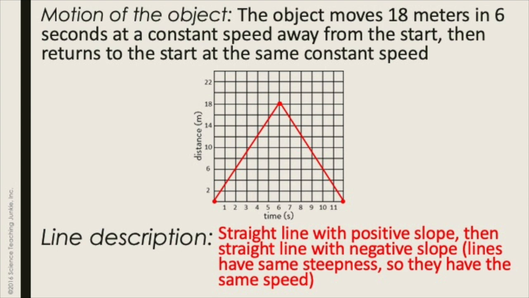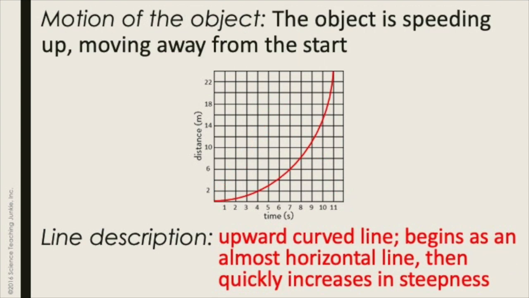For this one, we have an object that moves 18 meters in 6 seconds at a constant speed away from start, but then returns to start at the same constant speed. So it's a straight line with a positive slope, then a straight line with a negative slope. So the lines have the same steepness, so they're going the same speed.